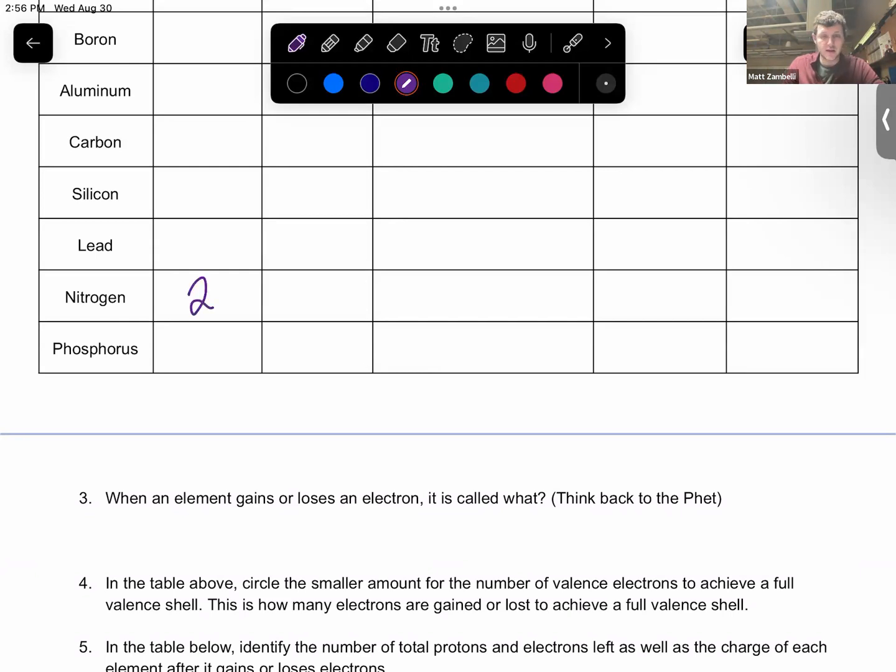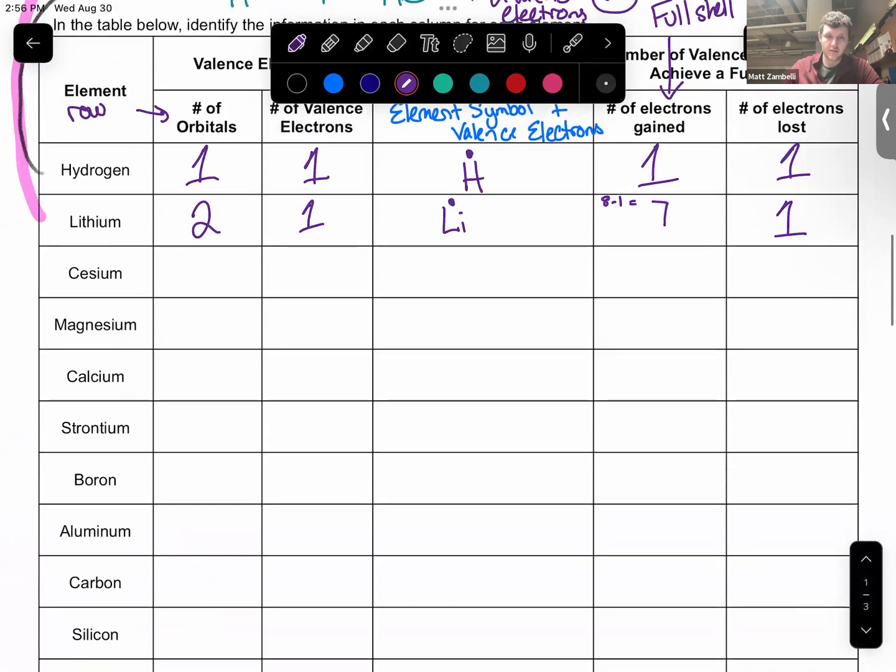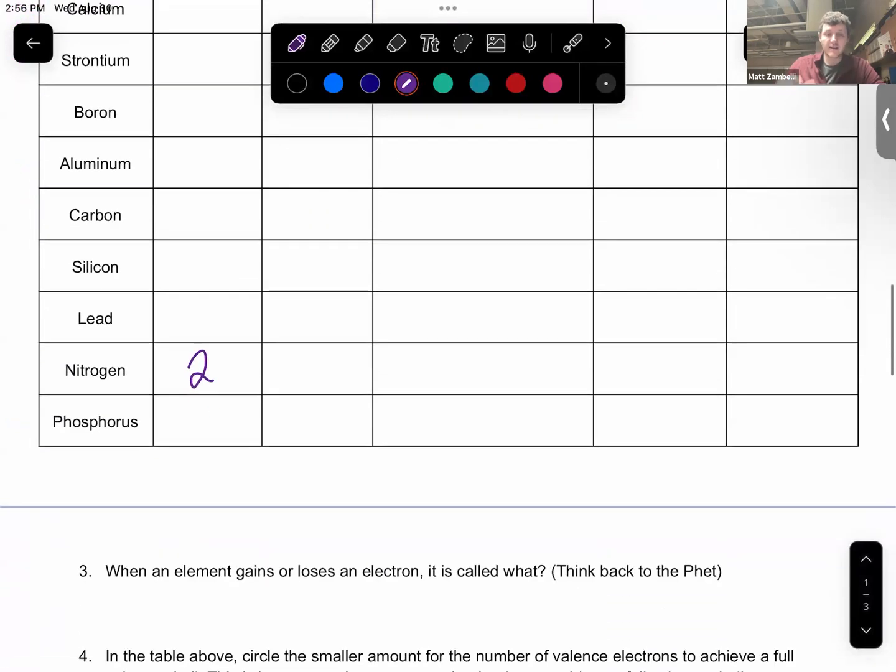So we put a 2 here for our orbital. And the number of valence electrons. Remember, we count only the top 8 columns. So if we go from lithium to beryllium, that's 1, 2. We go all the way across to boron, which is 3, carbon, which is 4, and nitrogen, which gives us our total of 5 valence electrons. So nitrogen has 5 of them.